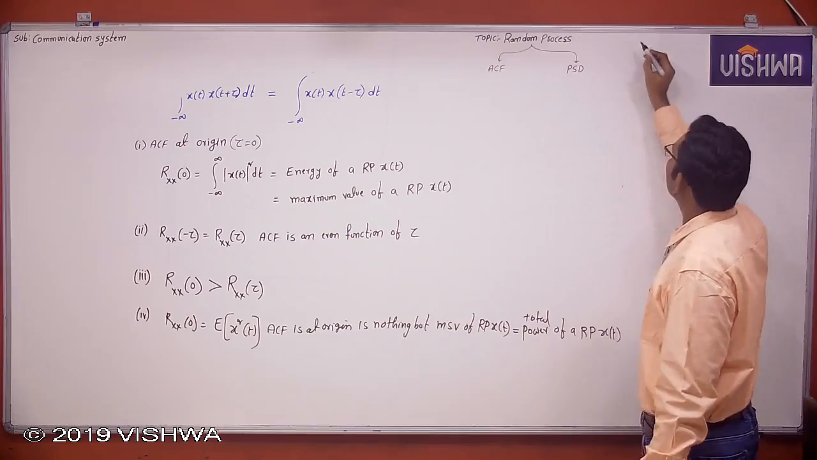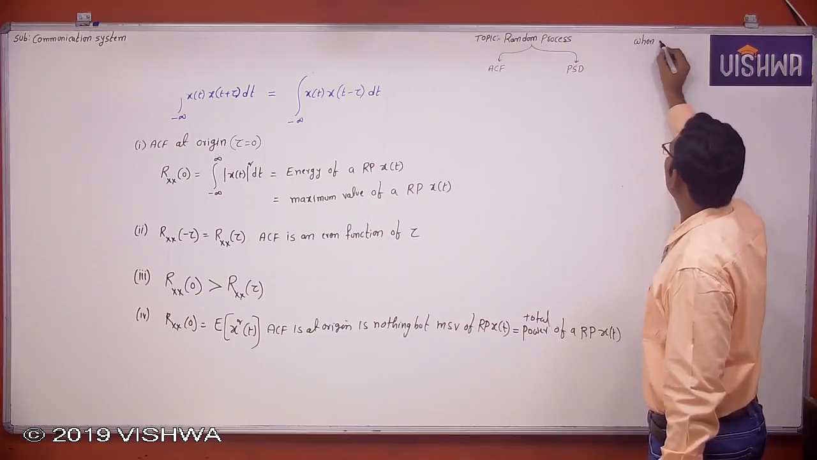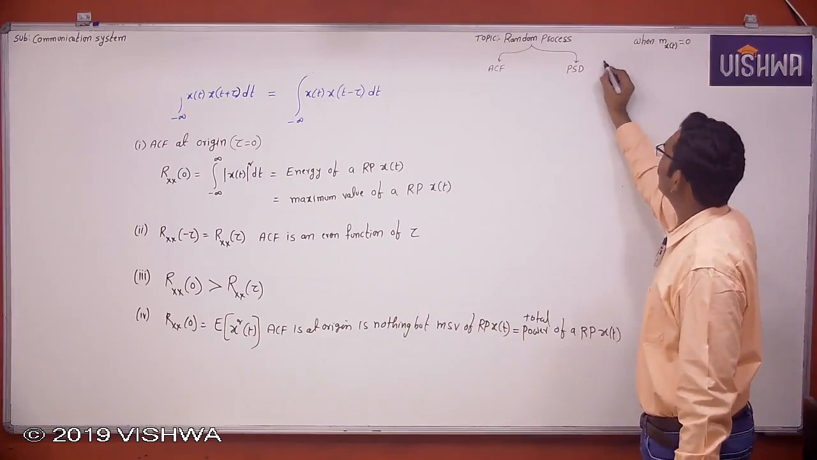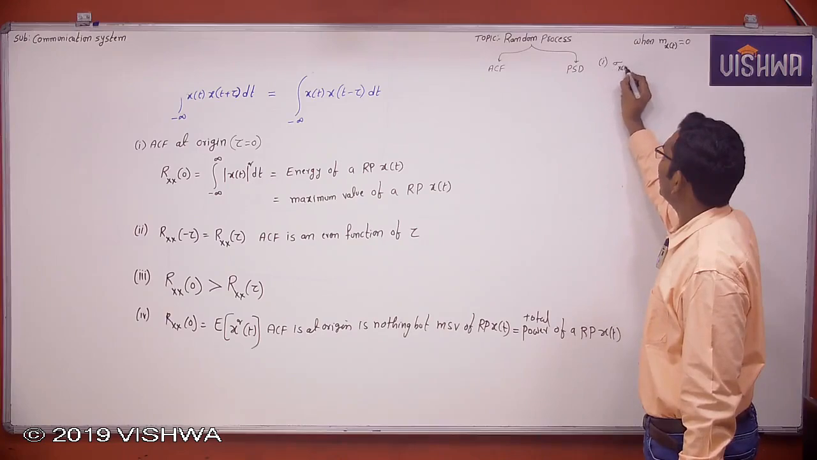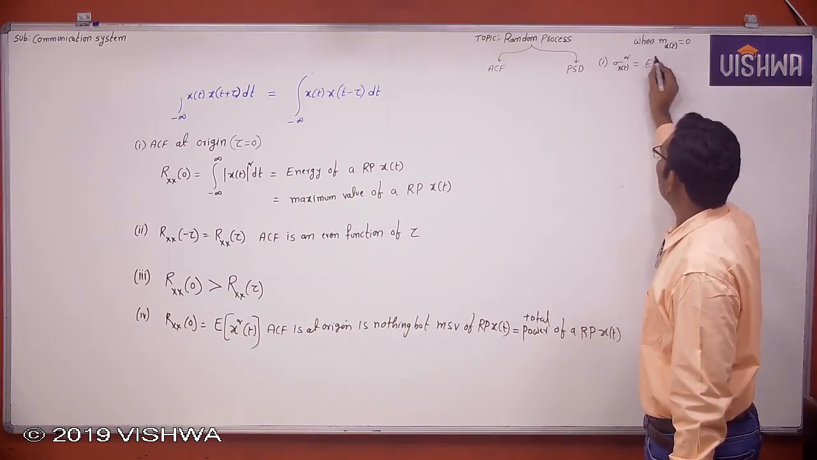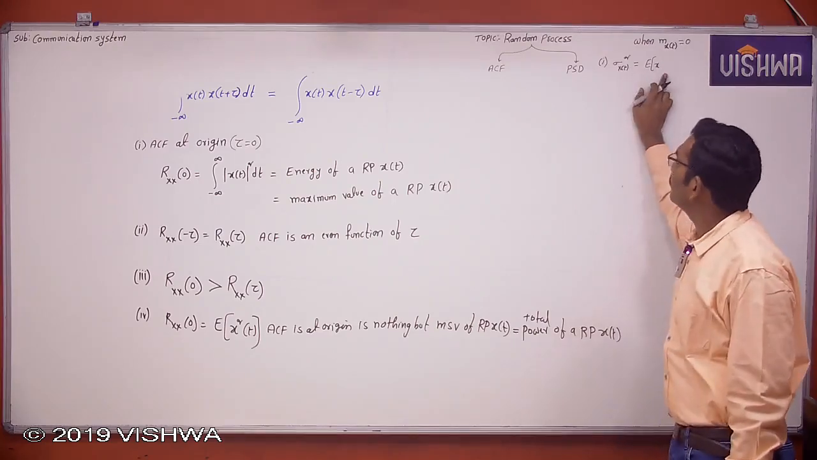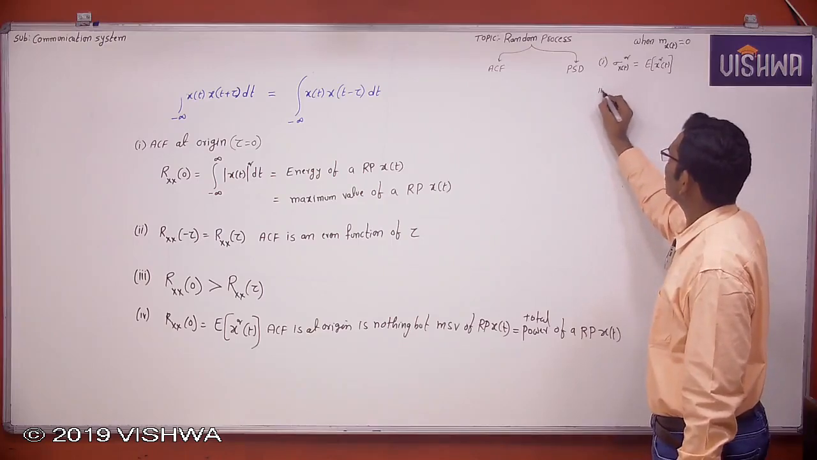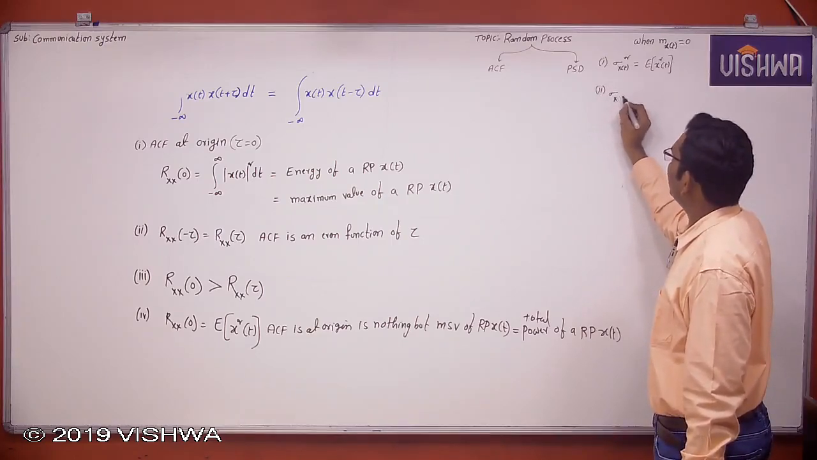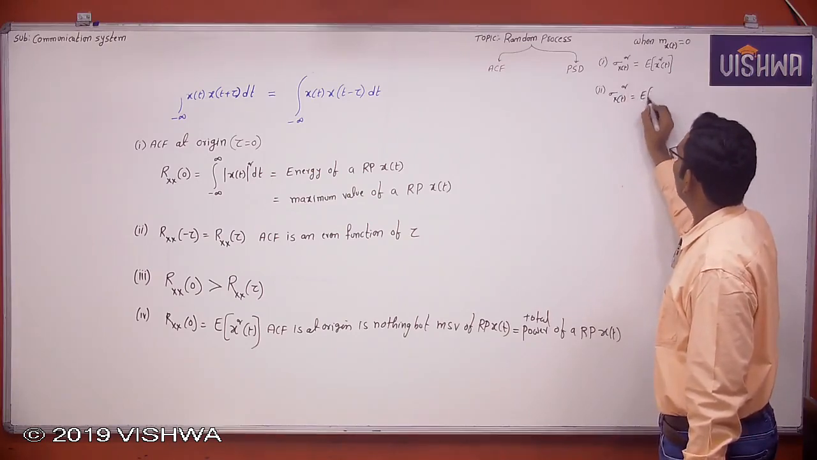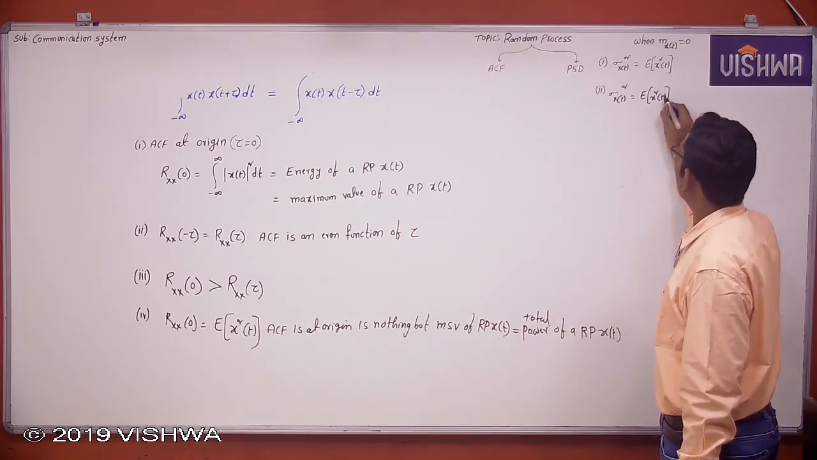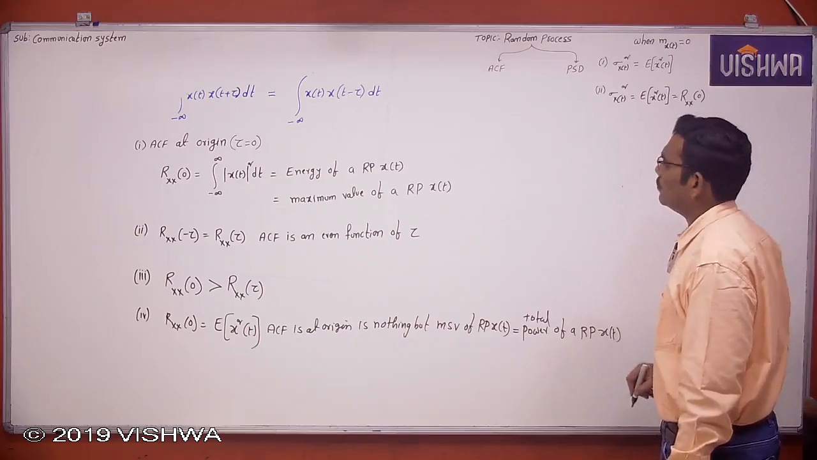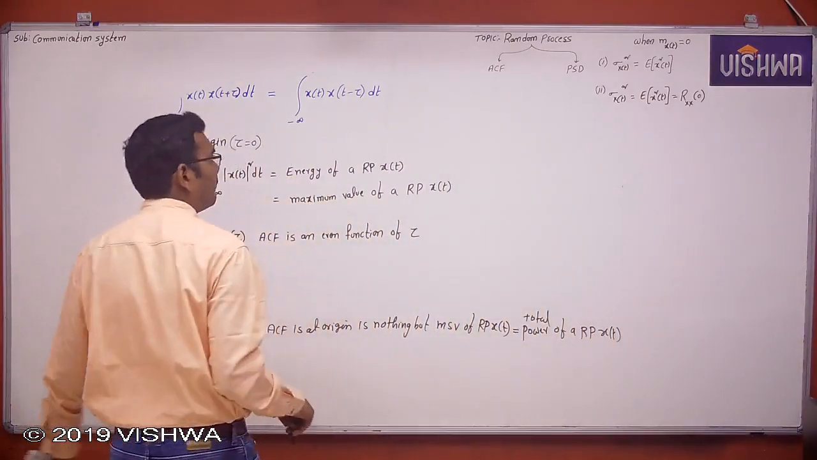So can I take a relation here? When the mean of a random process is equal to 0, you know the first relation: variance of a random process is equal to mean square value, because variance equals mean square value minus square of the mean, which is 0. The second relation is that variance of a random process, which is equal to mean square of a random process, is equal to autocorrelation function at origin.